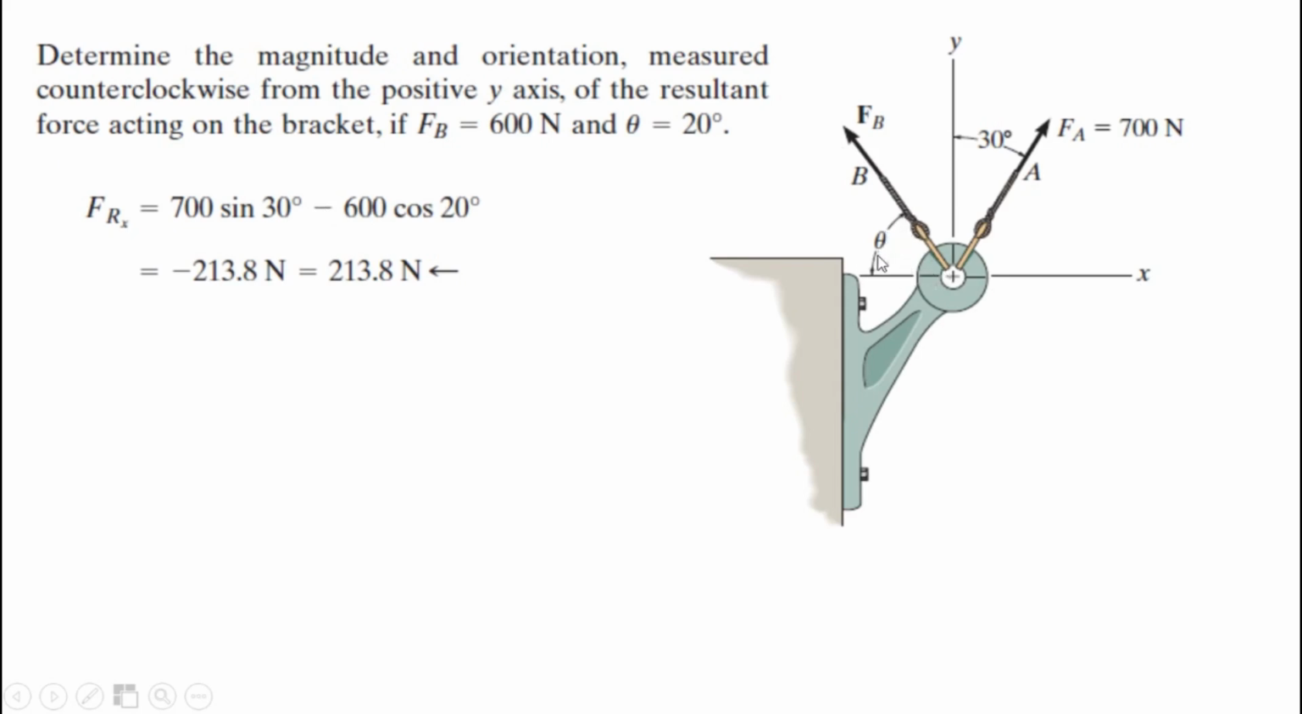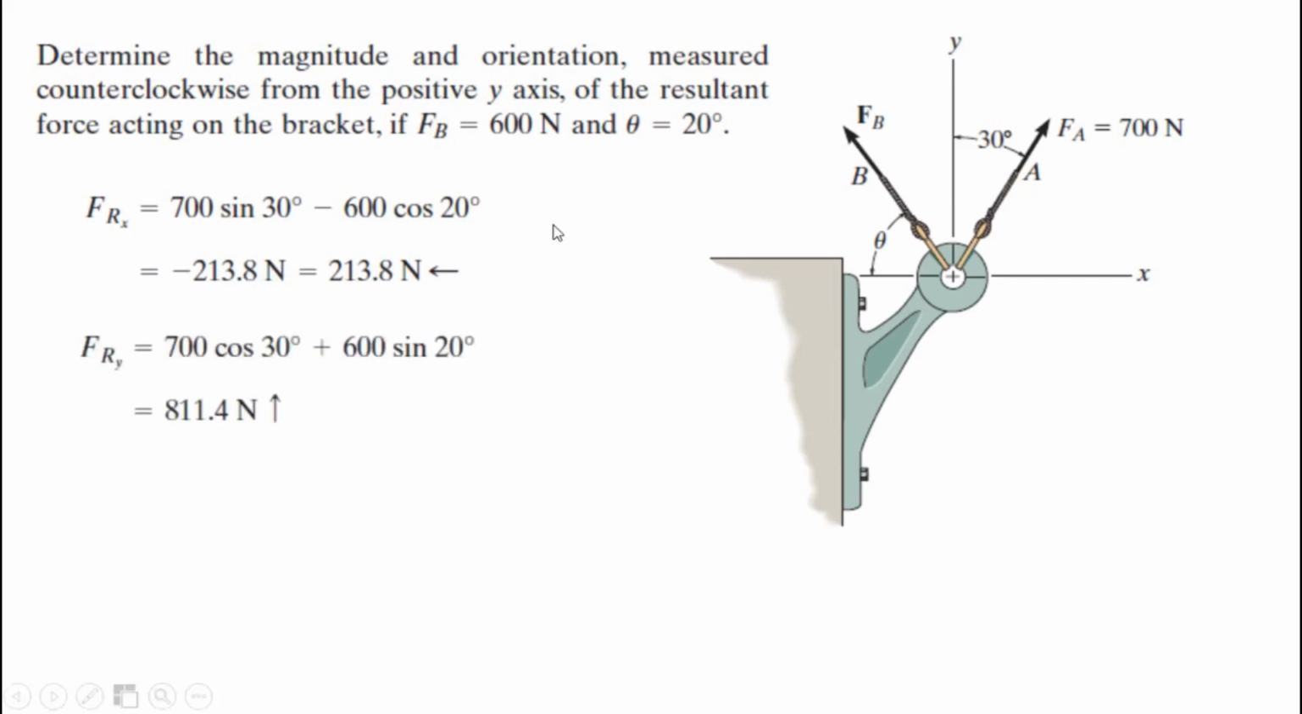And the horizontal is actually adjacent to this angle theta, so I'm going to use cosine for the horizontal component in the x direction. So that'll be 600 cosine 20. Plugging that into your calculator, adding it up, I get negative 213.8. So that's acting to the left at about 214 newtons.